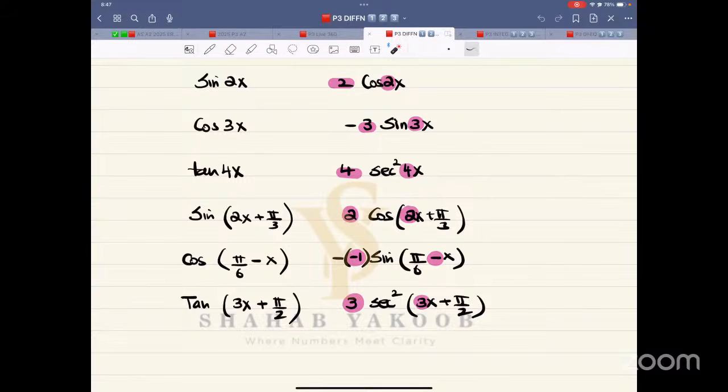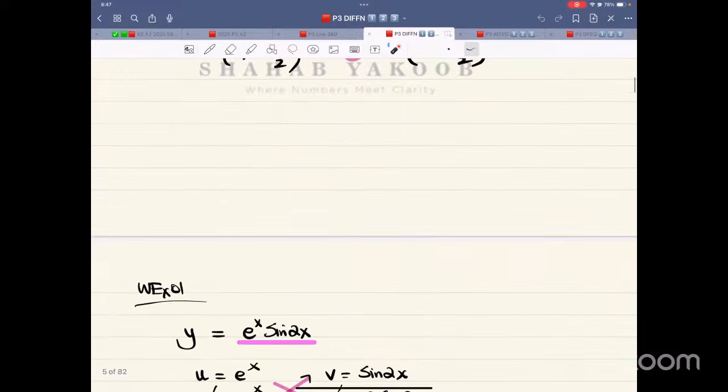Sine of bracket 2x plus pi by 3. Sine will become cos, 2 will come out and multiply. Nothing will happen to the things inside the bracket, they won't change. Cos becoming negative sine. And there is also the negative of the bracket. This negative is the coefficient of x. This negative is because of cos and sine differentiation. Tangent, that is sec squared, 3 comes out and multiplies.